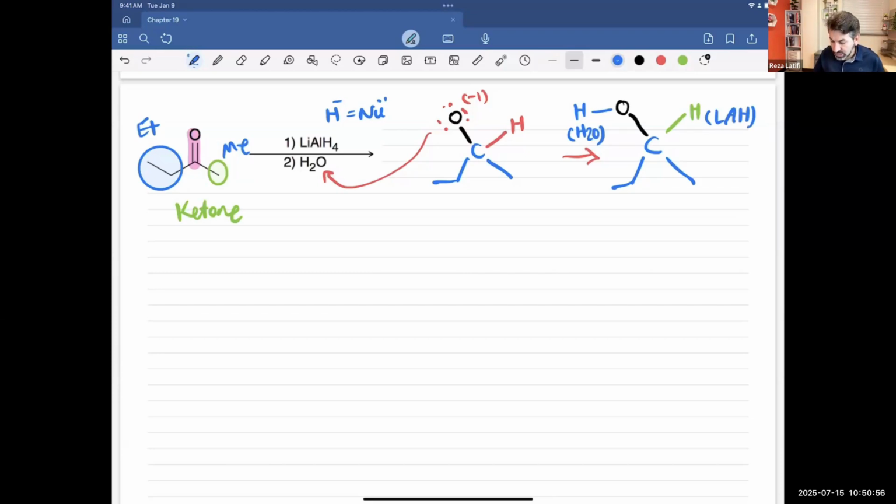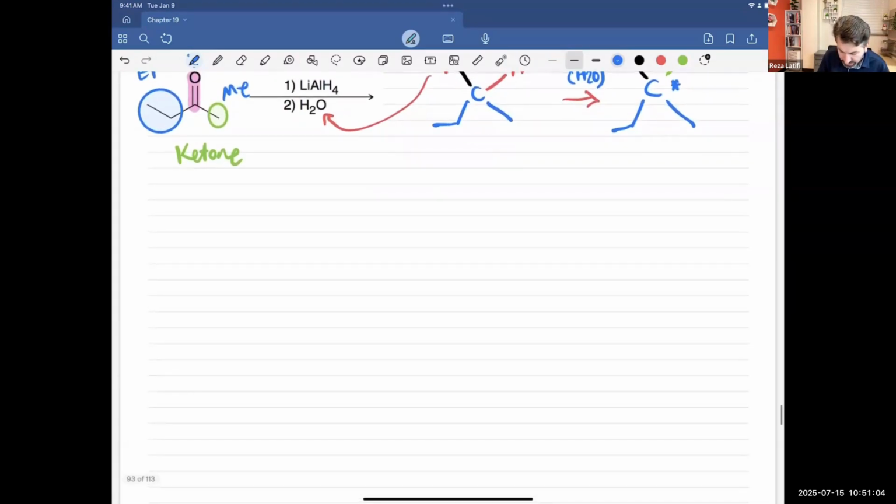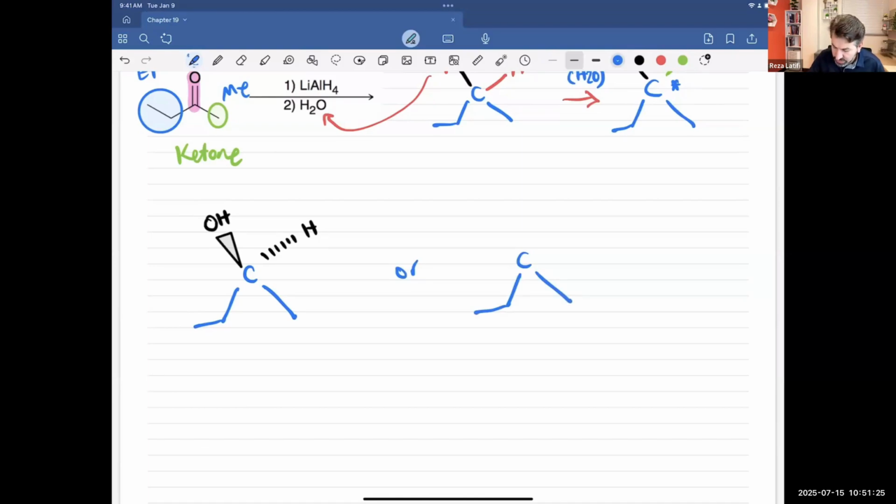Okay, now I got a carbon center that has 4 different substituents. It means that I can have these two enantiomers. In one case, maybe OH is facing us, while hydrogen is at the back of the molecule, or I might get this one. Let's say the hydrogen is facing us, while OH is at the back of the molecule. Okay, first one, that's going to be 1, 2, 3, and that one is the 4th priority. So I have S configuration.